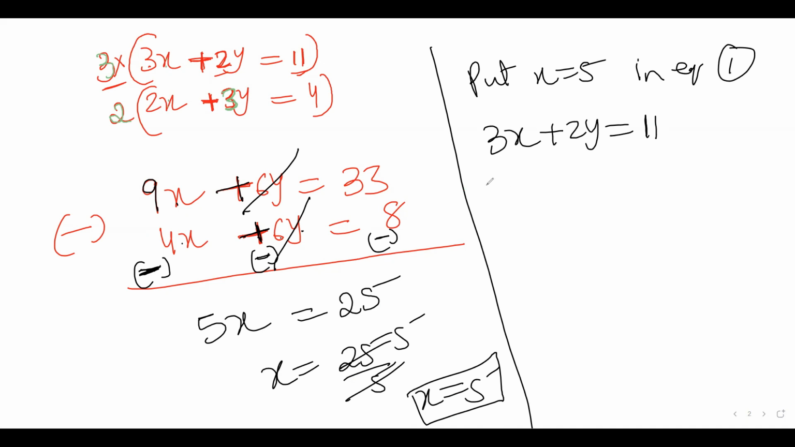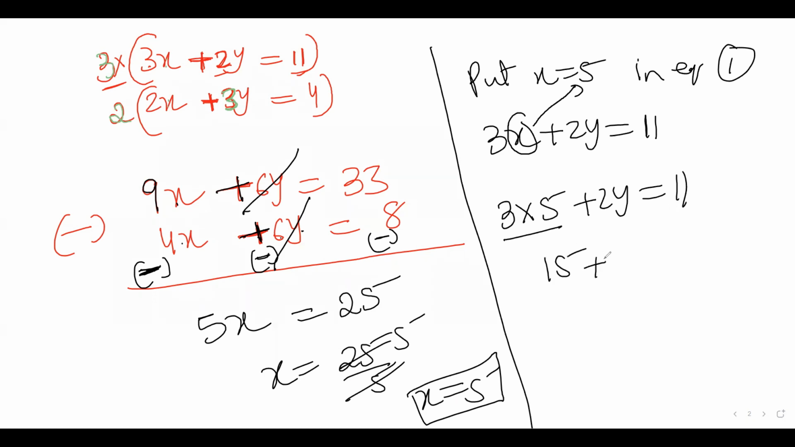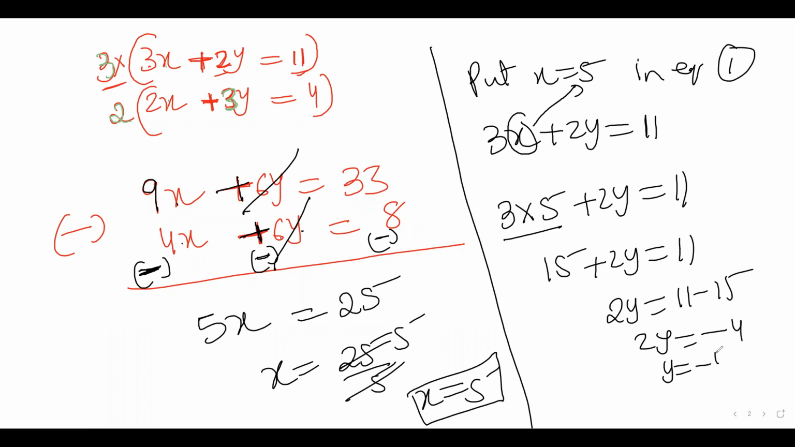Put the value of 5 in the place of x. Substitute 5: 3 into 5 plus 2y is equal to 11. 3 fives are 15, plus 2y is equal to 11. 2y is equal to 11 minus 15. 2y is equal to minus 4. y is equal to minus 4 by 2. y is equal to minus 2.